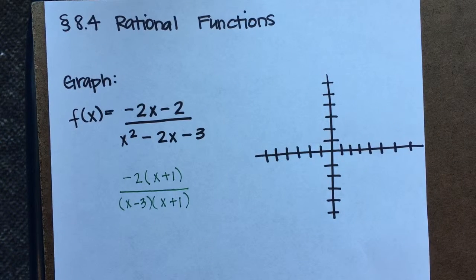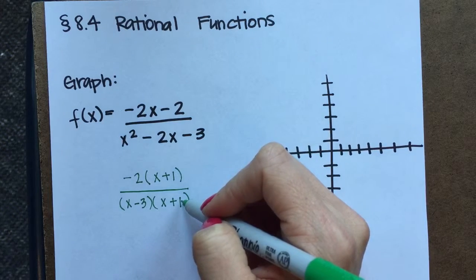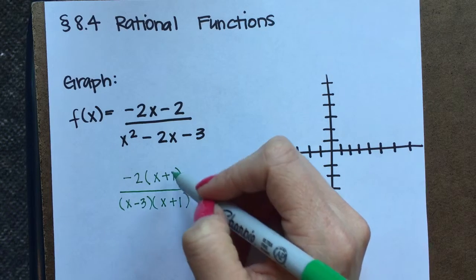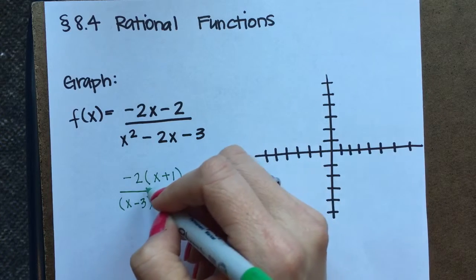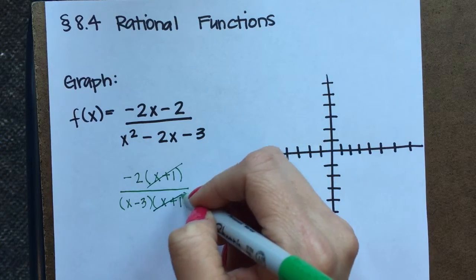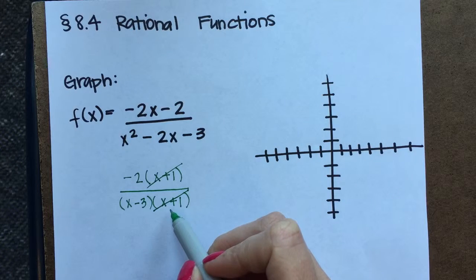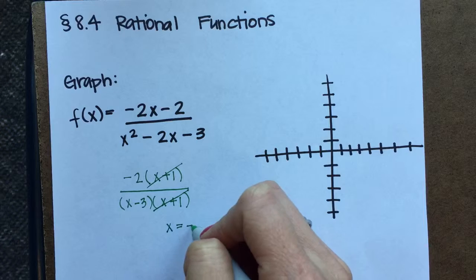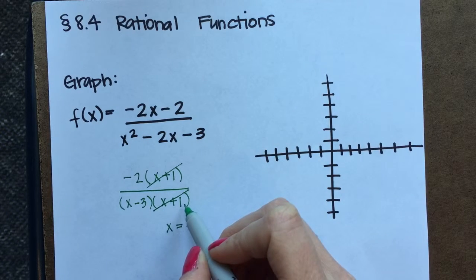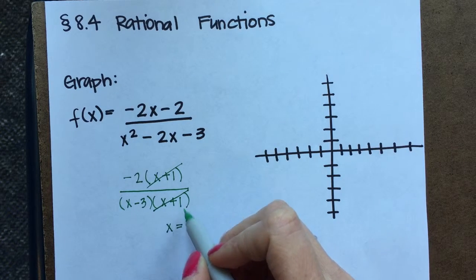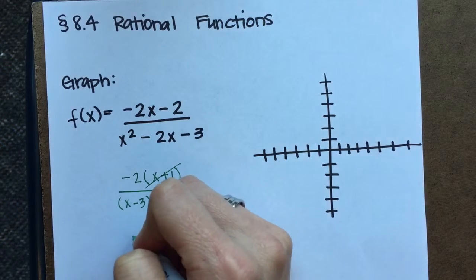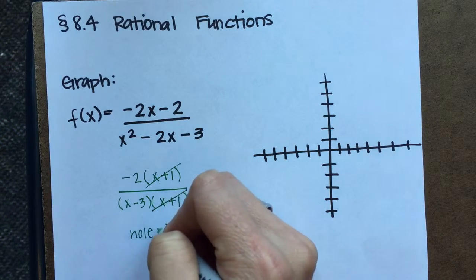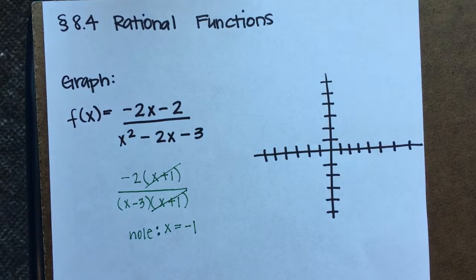When you're trying to decide if a value is an asymptote or a hole, if the factor that's in the denominator will cancel with the one that's in the numerator, like that, then the value of x that would have made it undefined, which in this case is negative 1, because negative 1 plus 1 is 0, the denominator would have been 0. That value is a hole. So our graph will have a hole when x is negative 1.